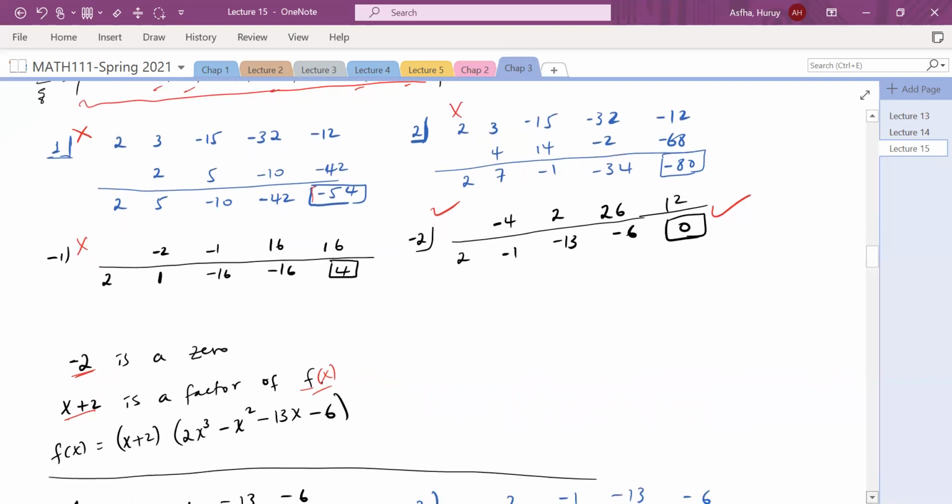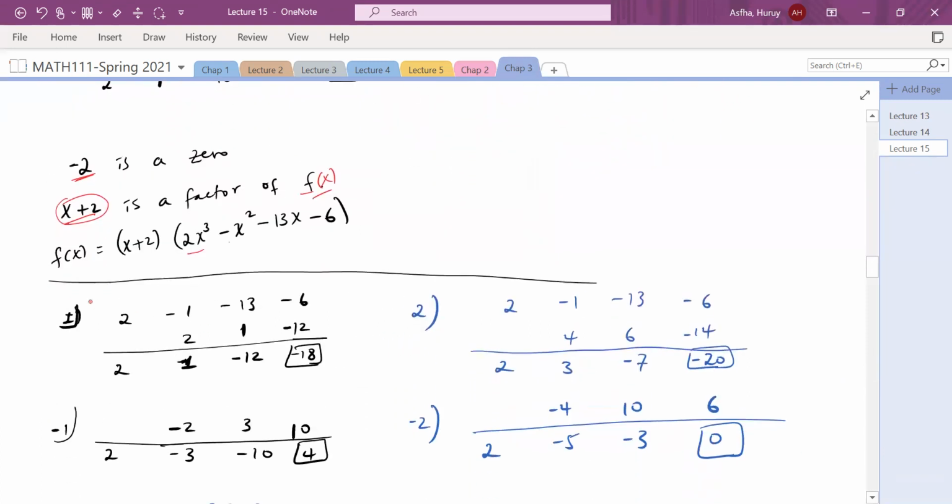Now, I can write the function in a reduced form, which means this factor times the quotient, which is another polynomial function with these coefficients. Therefore, this is 2x cubed minus x squared minus 13x minus 6. So this is the reduced form of the polynomial function. Now the next step is we need to factorize this part, okay?